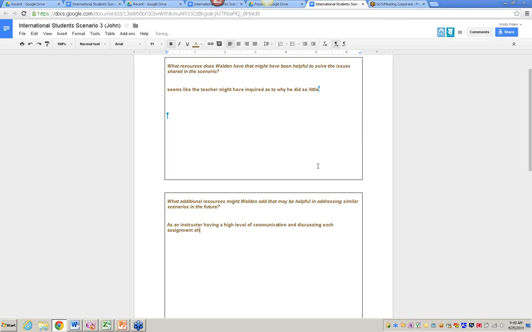And I see communication listed as to what additional resources Walden might add. And communication is so important, and discussing each assignment ahead of time so that students know what is expected of them. I like that idea. And the choice of words is so important too, because certain words they might misunderstand to mean something else. And we all know sometimes what we type might not really be what we meant to convey, and that could only be complicated more if it's someone that English perhaps is their second language.